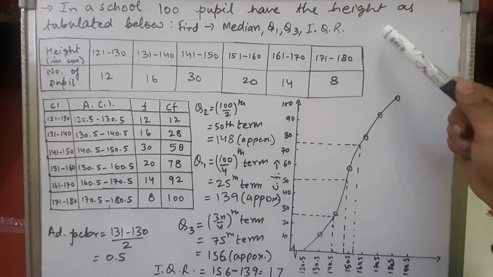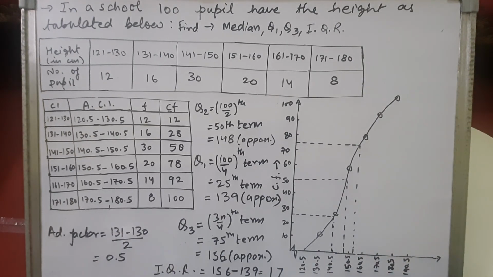For calculating the interquartile range, what will we do? Upper quartile minus lower quartile. So upper quartile is 156 minus lower quartile 139. We'll get 17 as the interquartile range. Alright children, note down the solution please.